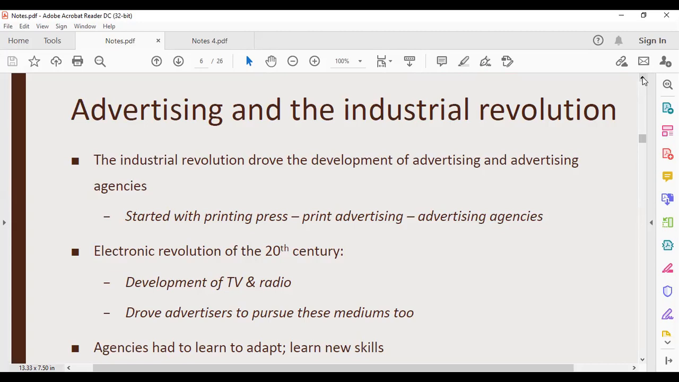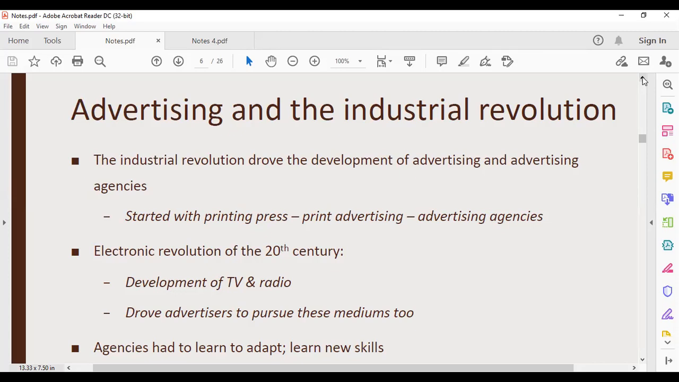if you remember in our lesson 1, we talked about the printing press. Okay, so it started with the printing press, that's print advertising, then advertising agencies. So the printing press, that's the era that started within the Industrial Revolution, the printing of newspapers. Okay, then we move from there to print advertising. This is when we placed our adverts in a newspaper. Then we developed more into advertising agencies. These are companies that specifically deal with the planning, production, and execution of advertisements.